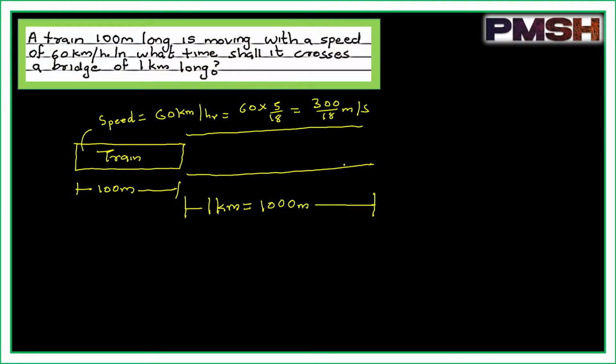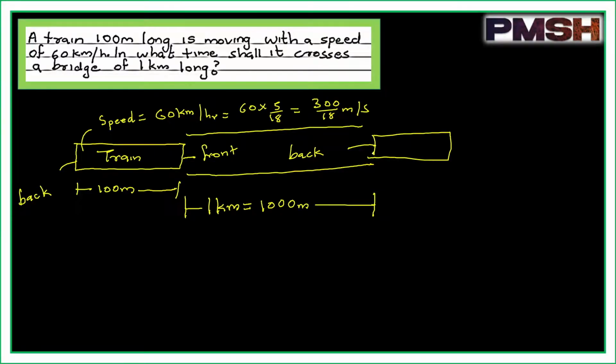That is the question. So what is meant by crossing? Crossing means, let us think, this is the front portion of the train. Let us say this is the front portion and this is the back portion of this train. Now I'll tell you what is crossing. Crossing means this train should travel along this bridge and finally the back portion of the train should be like this, right? This should be the back portion. This is how the crossing is.